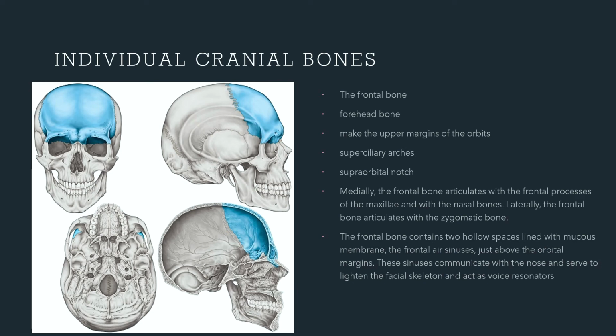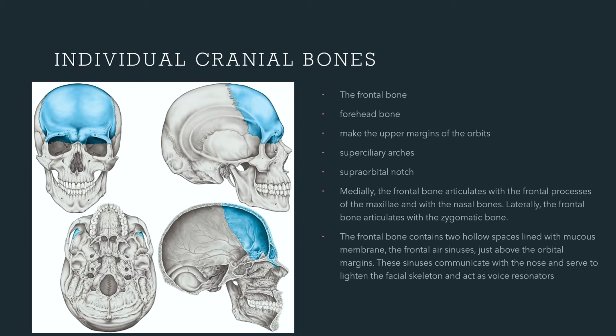Now let's go on to the discussion of the individual cranial bones. The first bone that we are going to tackle is the frontal bone. It's the one colored in blue. It's the forehead bone. You can clearly touch it. It makes the upper margins of the orbit. As we all know, the orbit is comprised of many bones of the skull, and the upper margins are from the frontal bone. You can also see the supraciliary arches and the supraorbital notch.